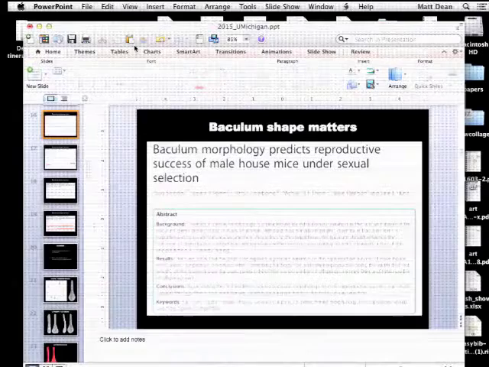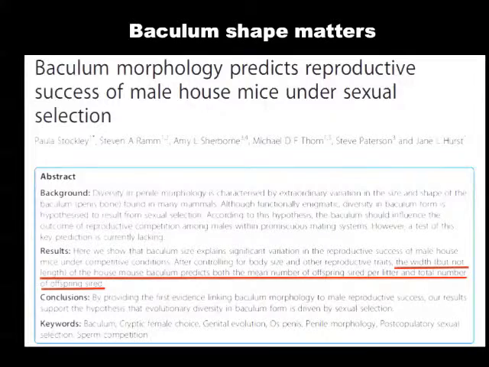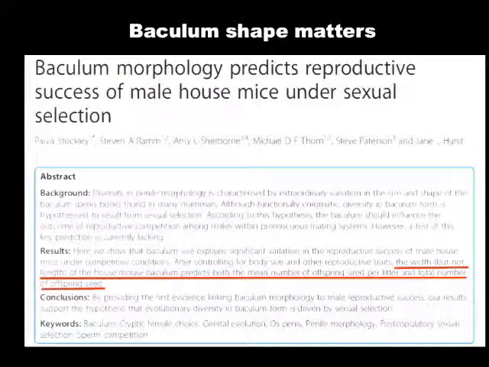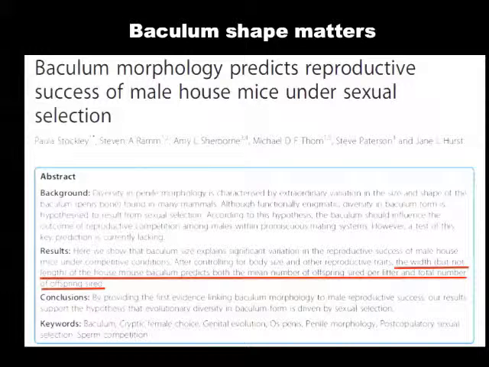Okay, and what they found was that the width, but not the length, of the house mouse baculum predicts both the mean number of offspring sired per litter and the total number of offspring sired. So if you're a male house mouse out there competing with other males, and females multiply mate all the time, by the way, if you have a wide baculum, you will get more offspring. This is evolutionary fitness. This is a pretty important phenotype.